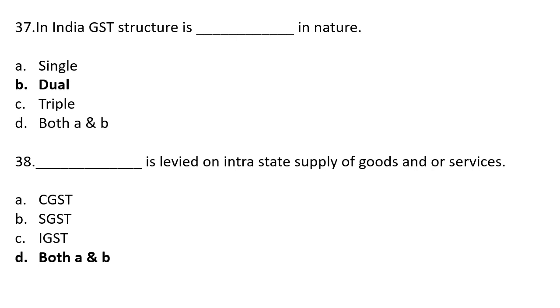Dash is levied on intrastate supply of goods or services. Option A CGST, option B SGST, option C IGST, option D both A and B. The correct answer here is option D, both A and B. So CGST and SGST is levied on intrastate supply of goods and services.